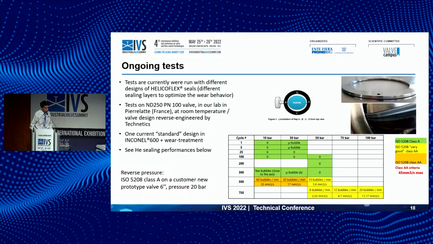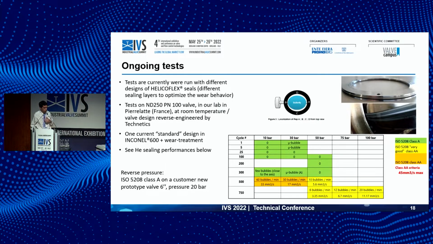So the performance was quite interesting. We made some different designs with Helicoflex seal, which is our brand name for the spring-energized metal seal. We also had different sealing layers to optimize the wear behavior. These tests were made on a Pentair valve that we purchased and readapted. We made our own seal design for PN100. And we have one current design, which is a seal made of Inconel 600 plus wear treatment.